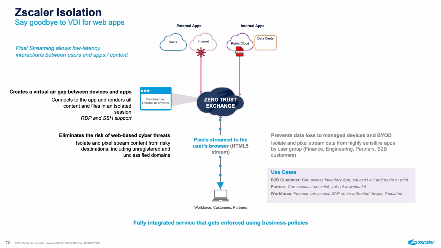This air gap prevents data loss, so the user cannot copy and paste or download content from that private website. It also means that any infections on the user's machine don't pass through to the application. So we're providing both data protection as well as application protection. And this can then be layered on top with the inspection capability of the private app protection to scan for the OWASP Top 10 and custom signatures.